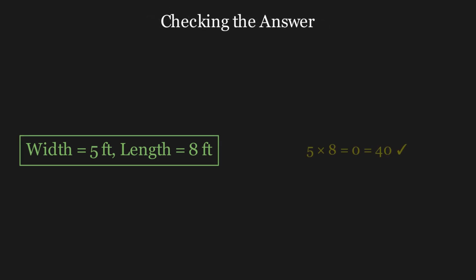Let's check that this actually solves our original problem. 5 times 8 is 40. That matches the area we were told. And 8 minus 5 is 3. That matches 3 feet longer. Both original conditions hold, so the answer checks out.